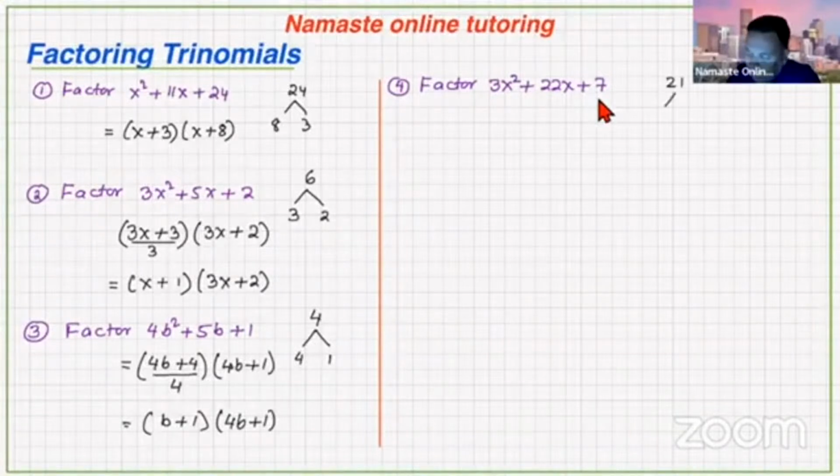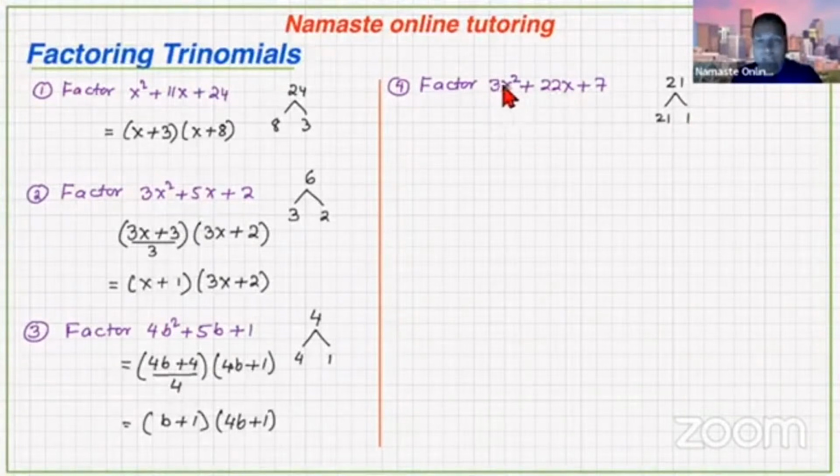And then we have to find two factors of 21 that will add to 22. So from 21, we need to get two numbers that will add to 22. So definitely that is 21 and 1. Because 21 times 1 is 21, and 21 plus 1 is 22.